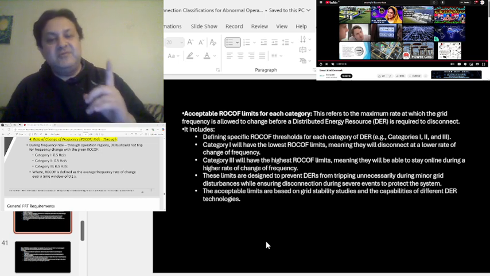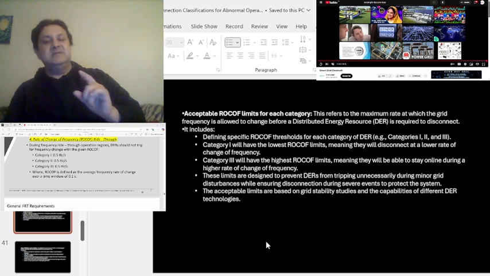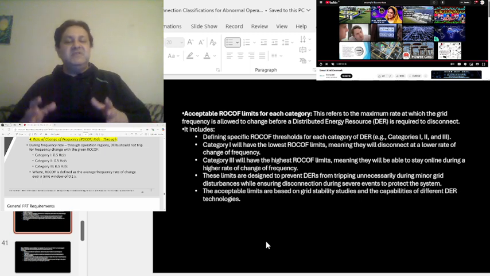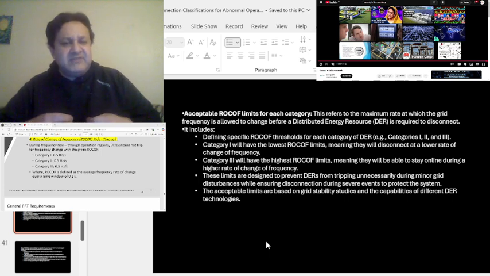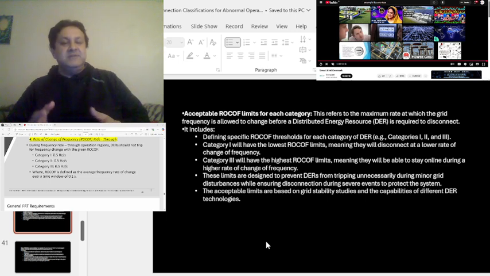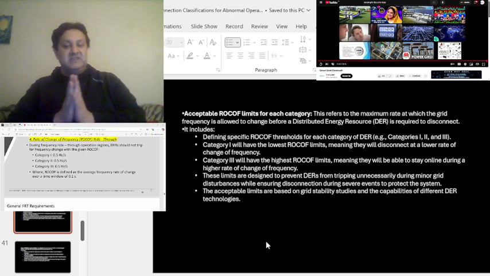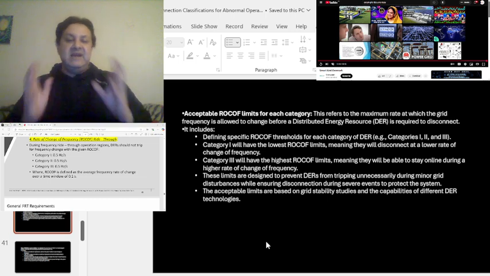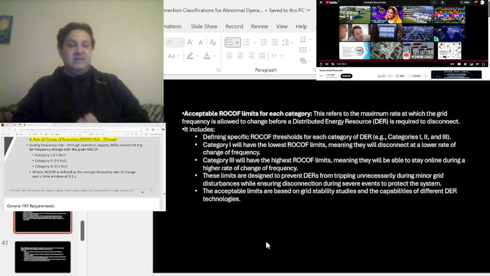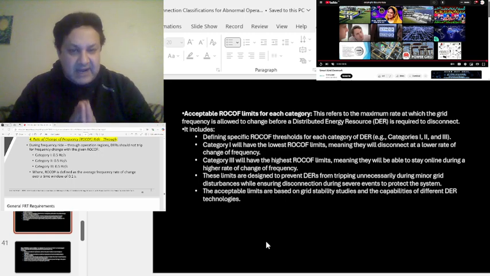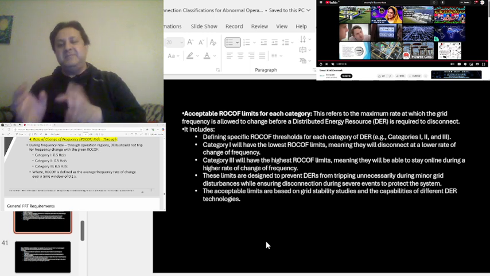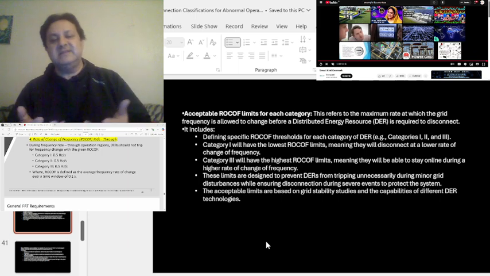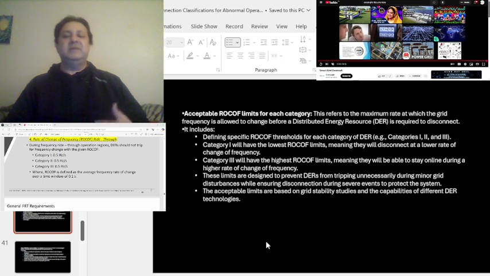Category 1 will have the lowest rate of change of frequency limits, meaning they will disconnect at a lower rate of change of frequency. Let's say the rate is 0.5 something, so it will disconnect. Category 3 will have the highest rate of change of frequency limits, meaning they will be able to stay online during a higher rate of change of frequency. So these limits are designed to prevent DERs from tripping unnecessarily during minor grid disturbances while ensuring disconnection during severe events to protect the system.